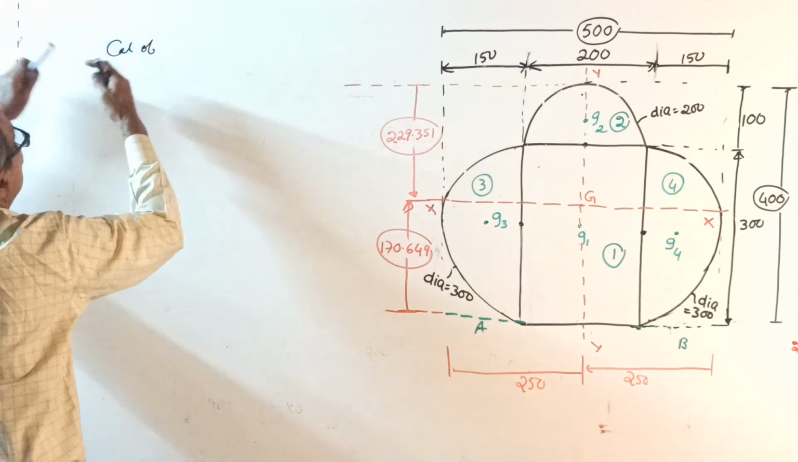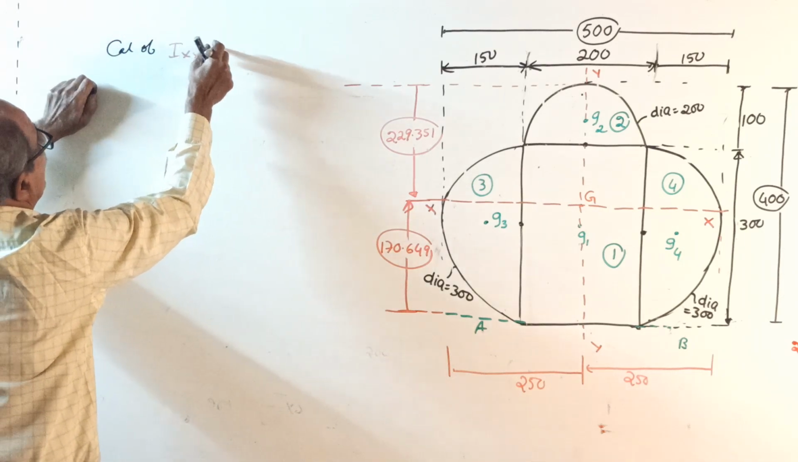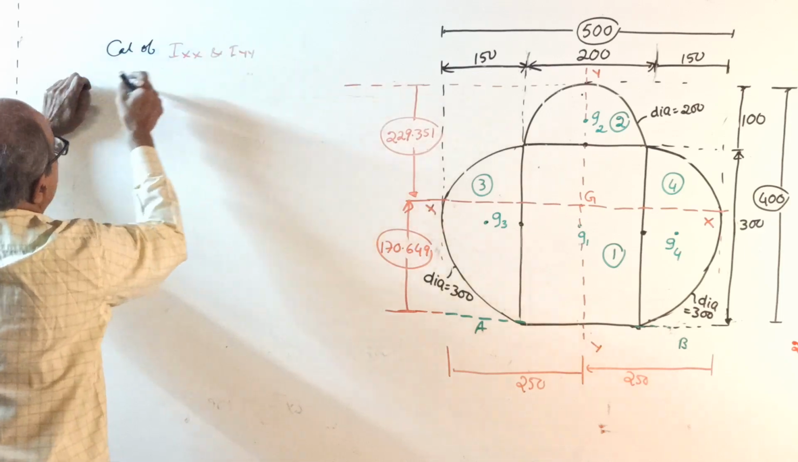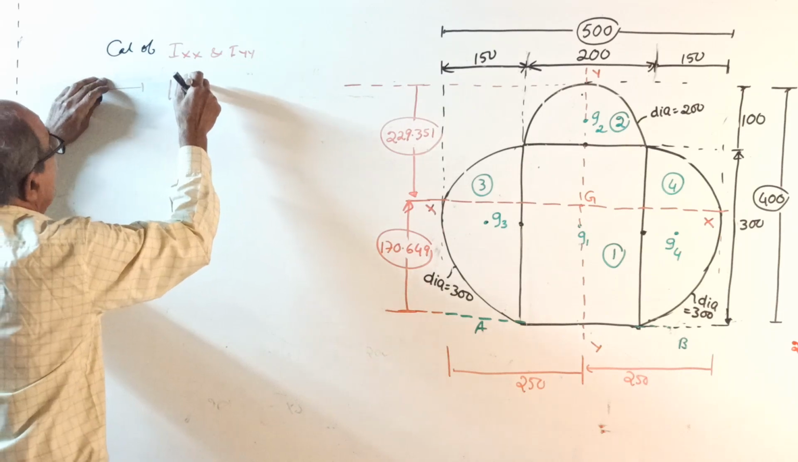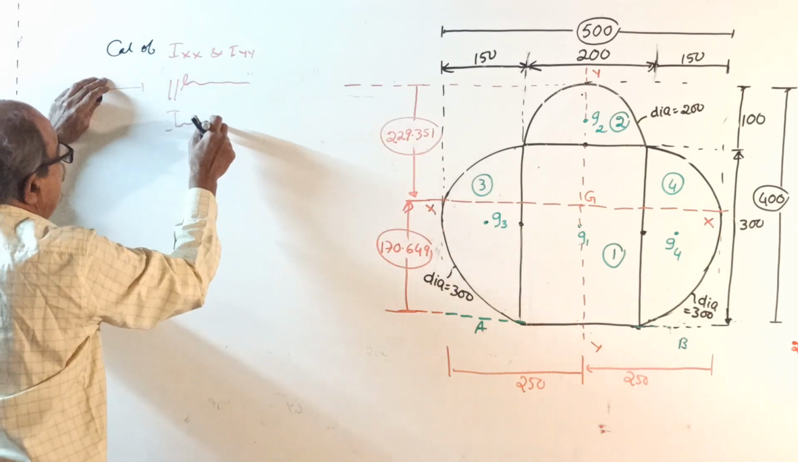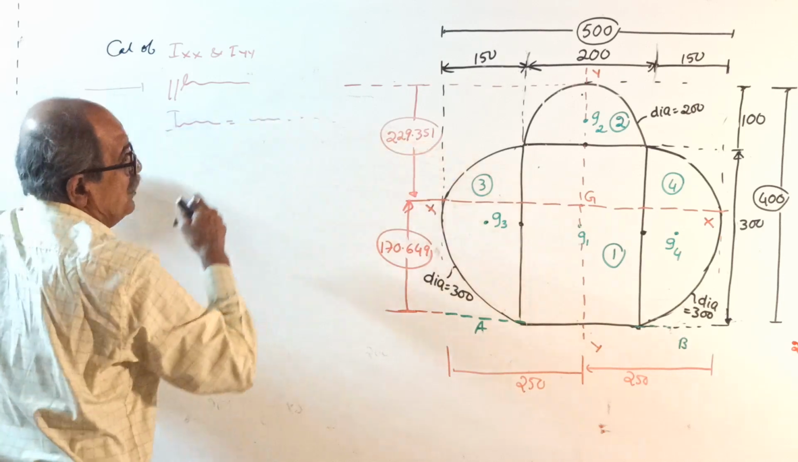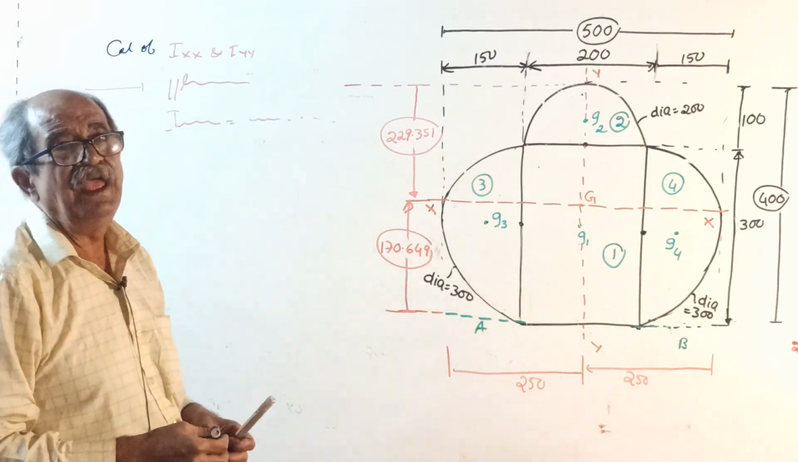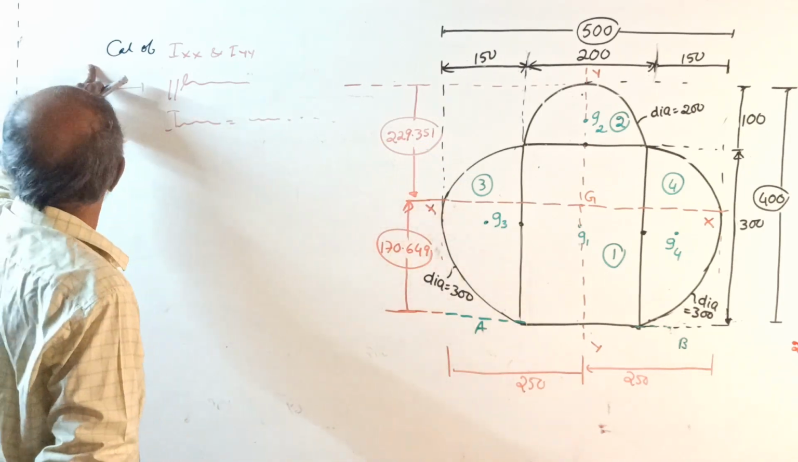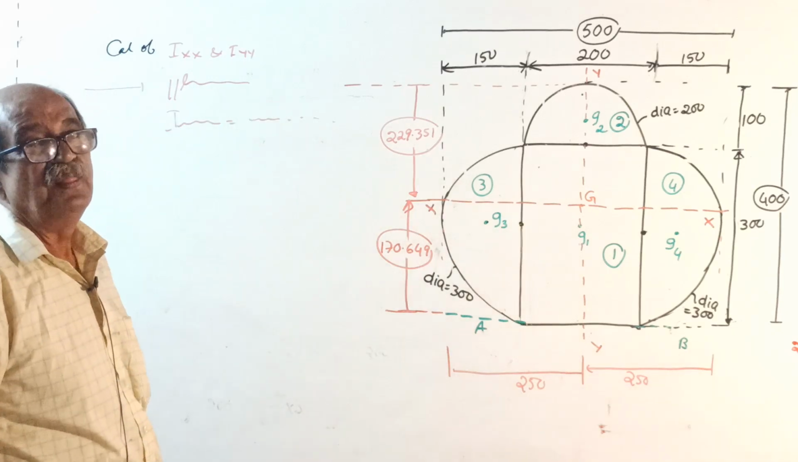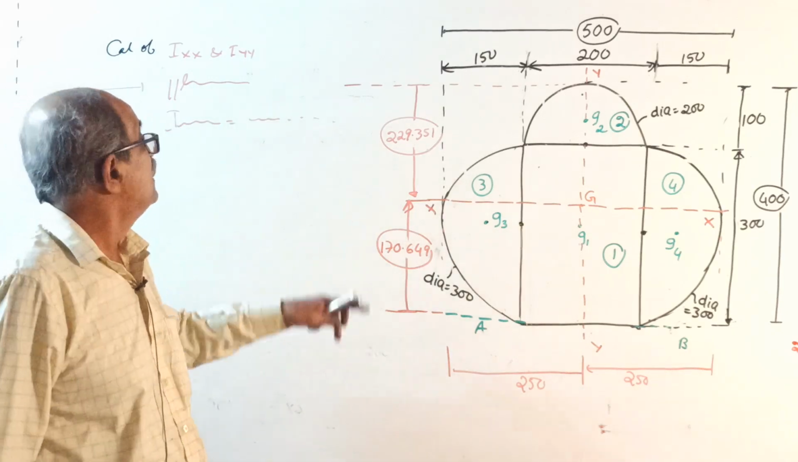Calculation of I about XX and I about YY. Now, repetition of the parallel axis theorem: I about any axis equals IG plus A H squared. IG and area I use green color, H I use red color. Question number 65. Now if somebody asks, sir, write neatly.